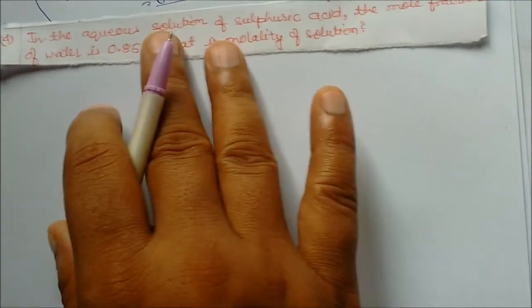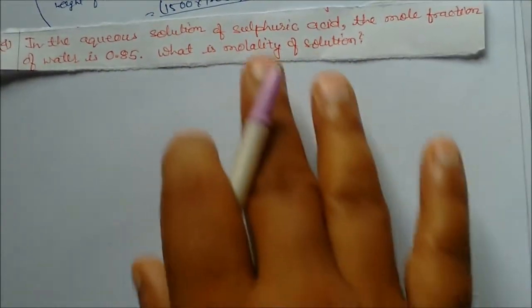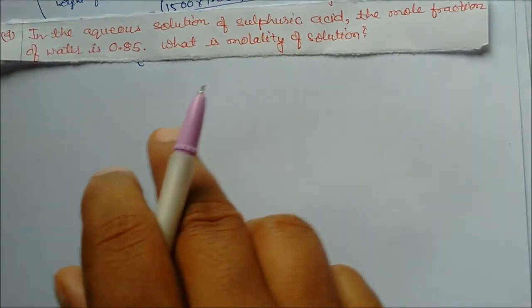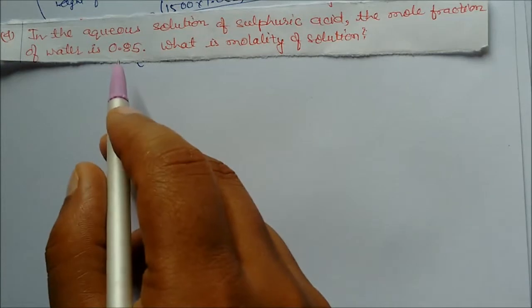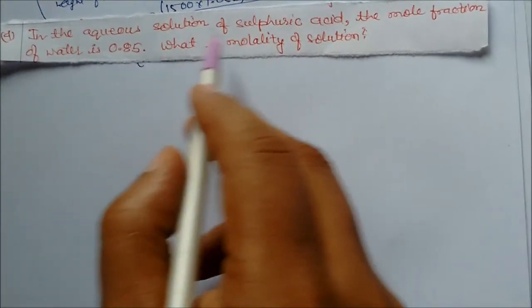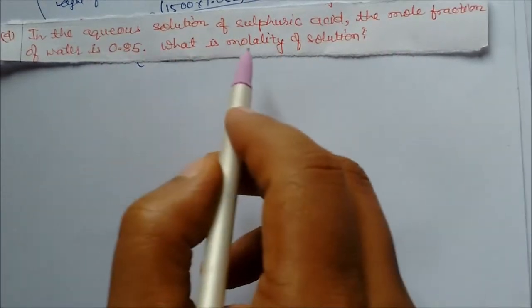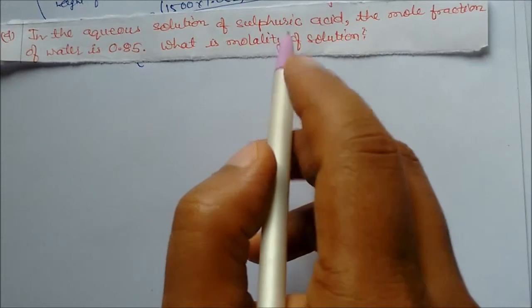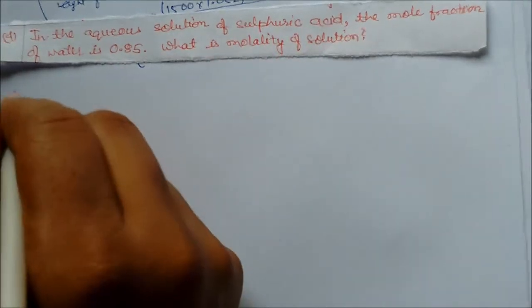So the next problem is: in an aqueous solution of sulfuric acid, the mole fraction of water is 0.85. What is the molality of the solution? In the aqueous solution of sulfuric acid, the mole fraction is given, and we have to find the molality. This is the relation between molality and mole fraction. Okay, so we know the mole fractions.